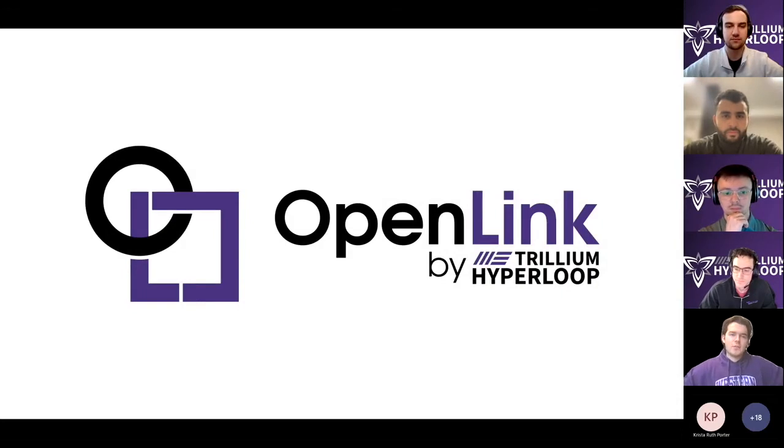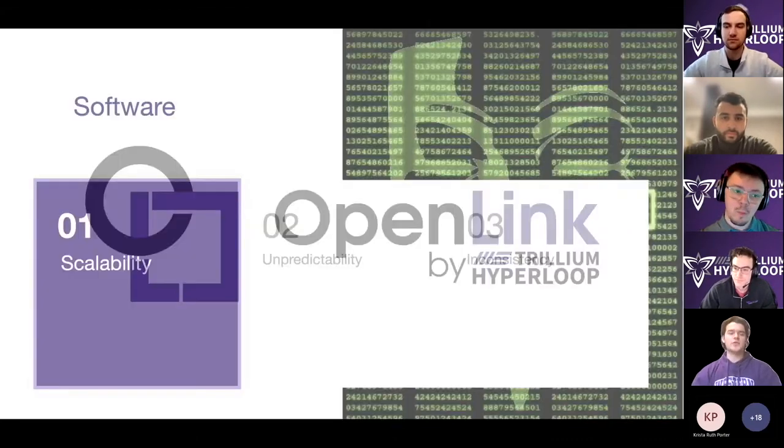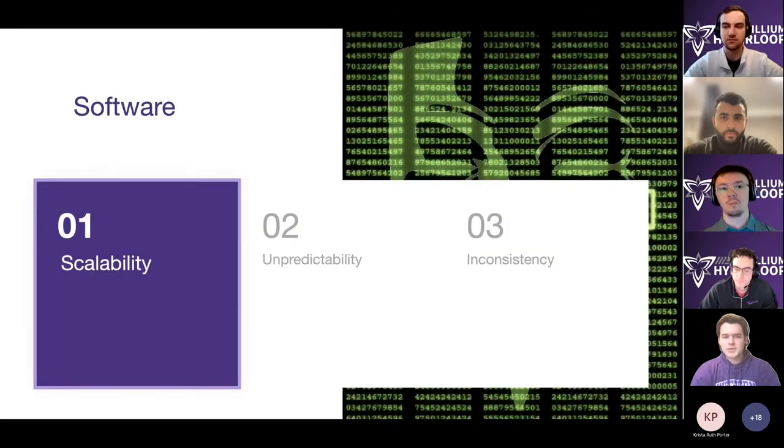OpenLink is our design for a modular open source software system to solve a lot of the problems that we've identified that a lot of Hyperloop projects face across Canada, in the US, in the entire world. So we're trying to attempt to solve some of these problems with OpenLink here. So let's go over a few of those problems that we've identified. The first one is scalability.